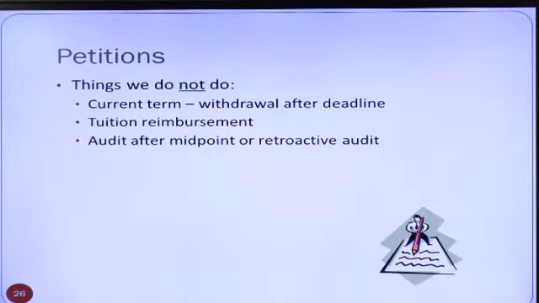So we don't handle tuition reimbursement. We kind of talked about that earlier. That's handled through income accounting, the tuition office downstairs on the first floor of this building. And we don't do an audit after the midpoint or a retroactive audit. That's grade manipulation, so that's why that's not done. If a student wants to audit a class, they have until the 14th calendar day to elect that or to sign up as an audit. So those are things that the petitions won't do.